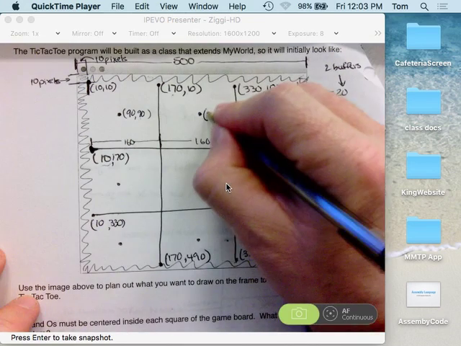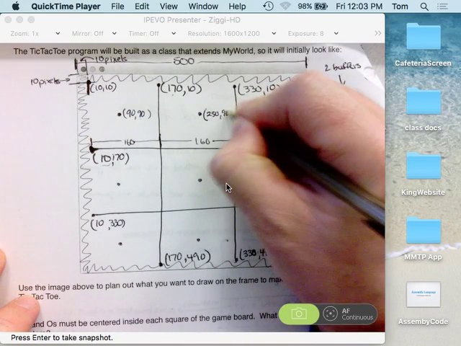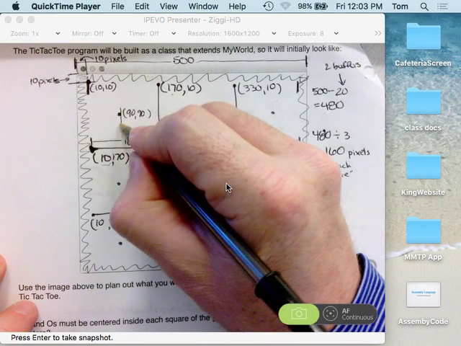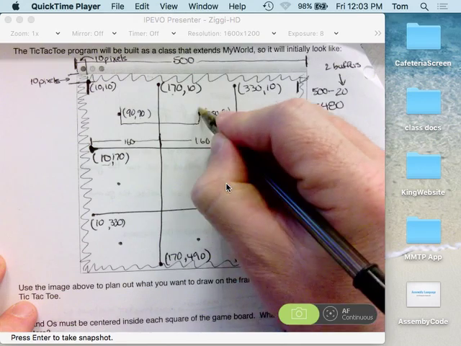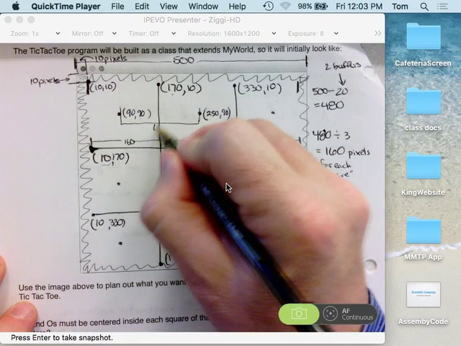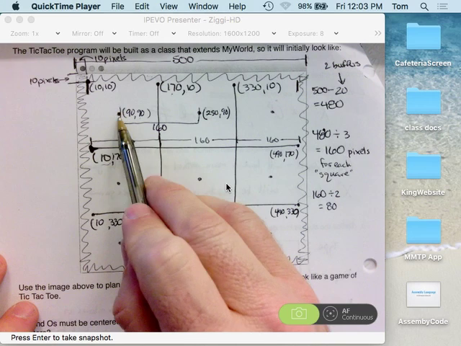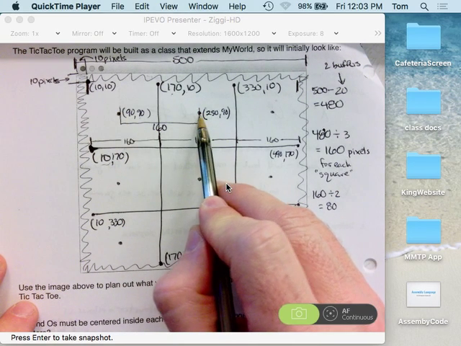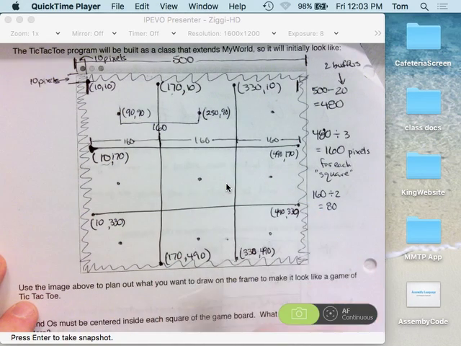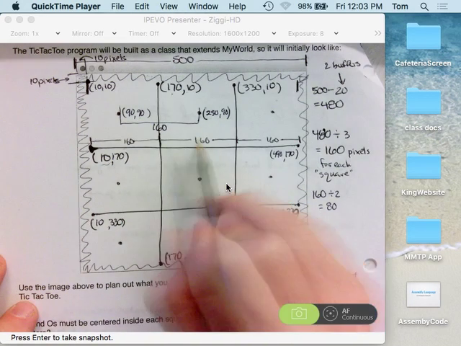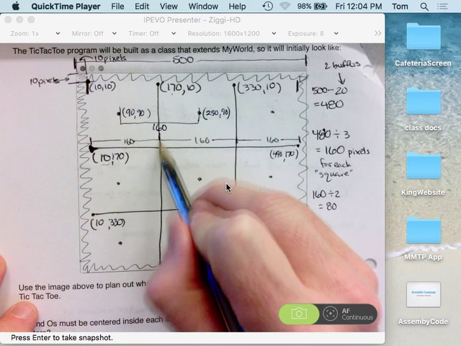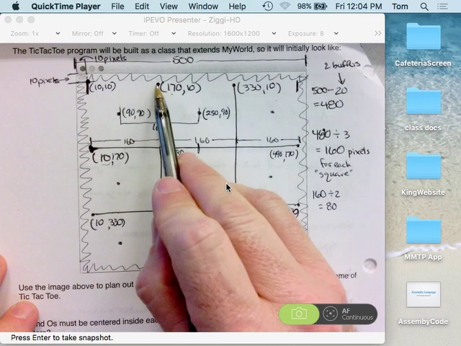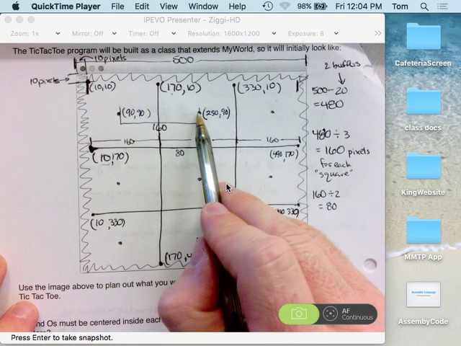Okay, so good. 250, 90. And how did you come up with the 250 there? So you said that basically from here to here is the same size as a square, so that's also going to be 160. So if we started at 90 and added 160, we'd get to 250. Another way to think about it is just like James was saying, if this is 160 from here to here, then it's 80 from here to there. And if I start at 170 and add 80, I get to 250 that way as well.